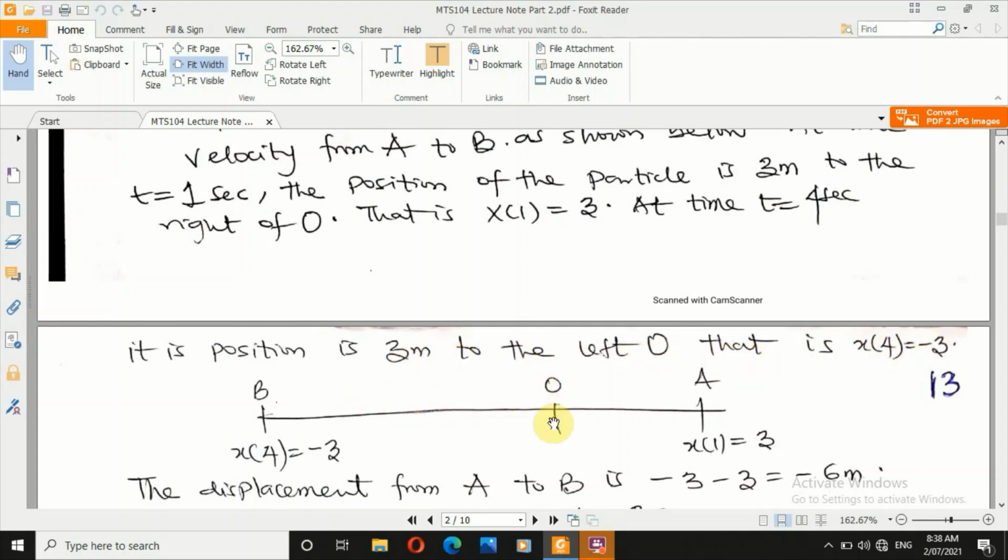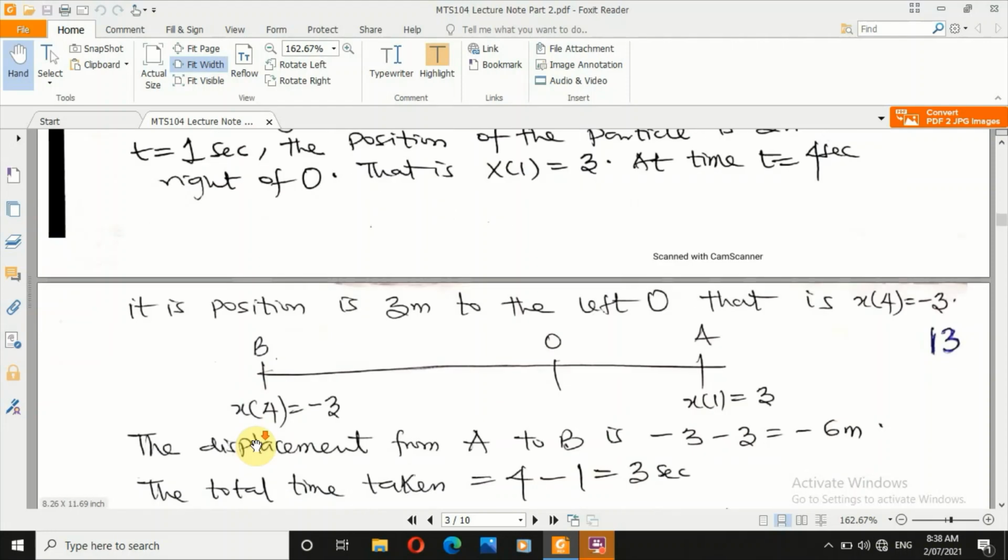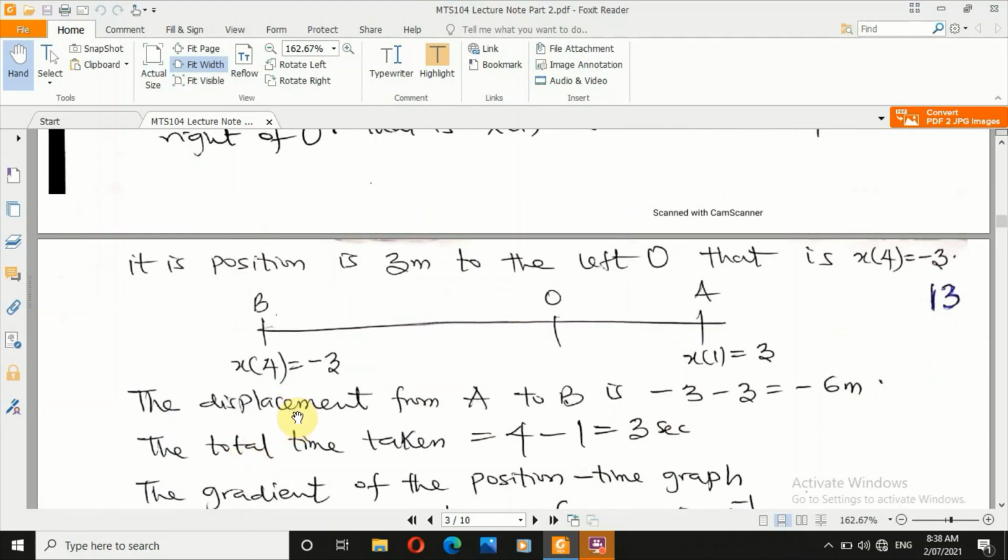Now let's draw it. Look, this is the origin. When t is 1, you have it to be 3. Then when t is 4, you have it to be minus 3. Now, what about the displacement? Let's calculate the displacement here.